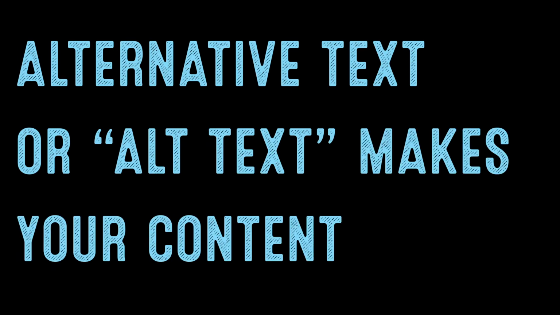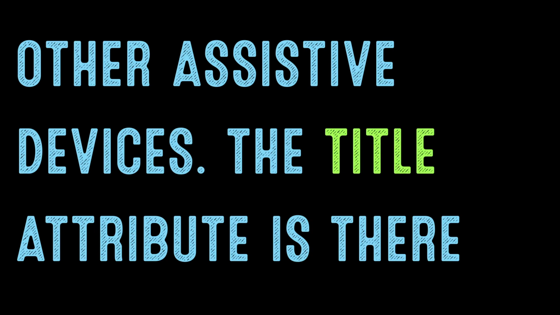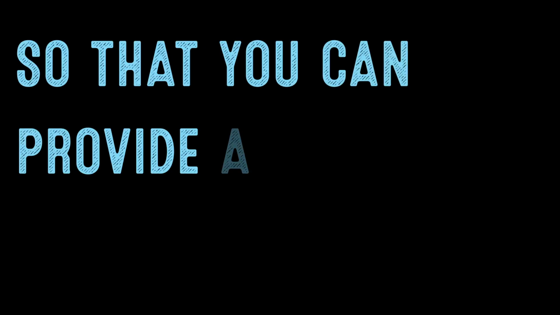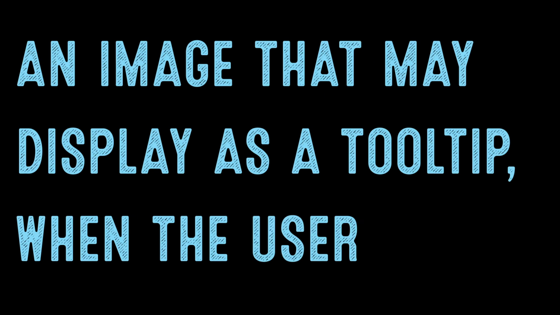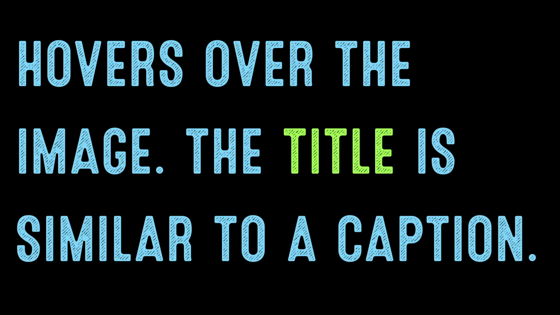Alternative text, or alt text, makes your content accessible to those who may be using a screen reader or other assistive device. The title attribute is there so you can provide additional information about an image that may display as a tooltip when the user hovers over the image. The title is similar to a caption.